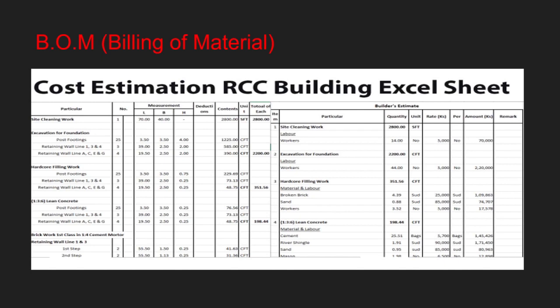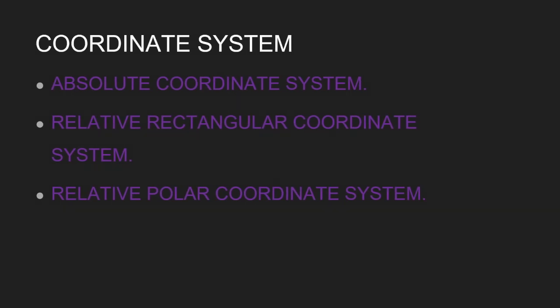And the final aspect is cost estimation, that is nothing but BOM. Whenever we finish the plan, we have to add this estimation, then only we can find the total cost of the building to execute it.